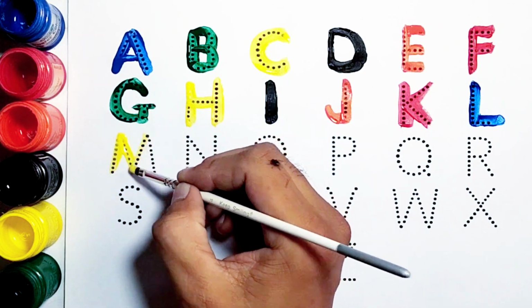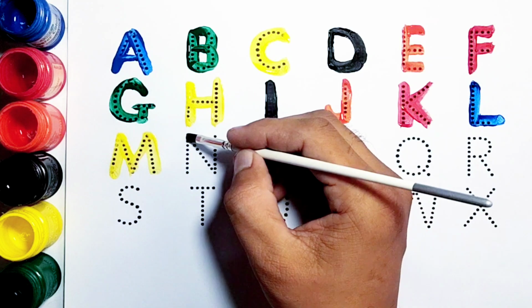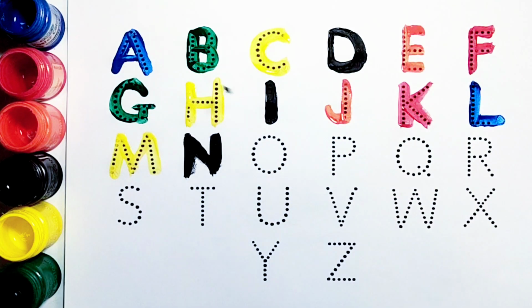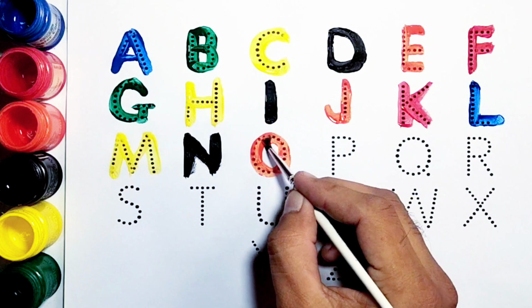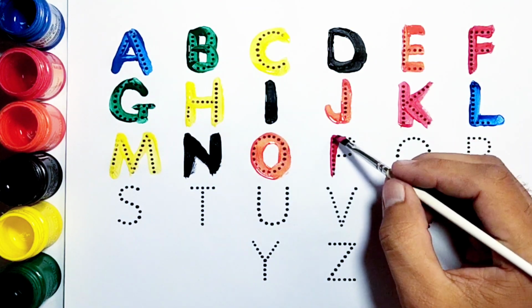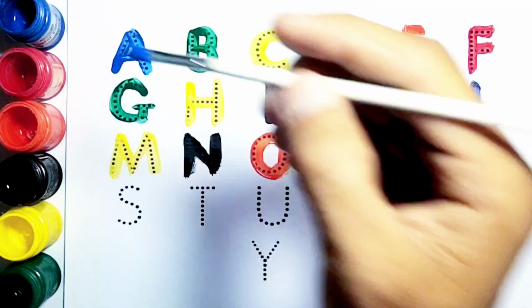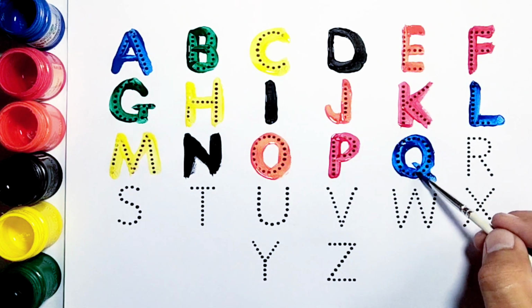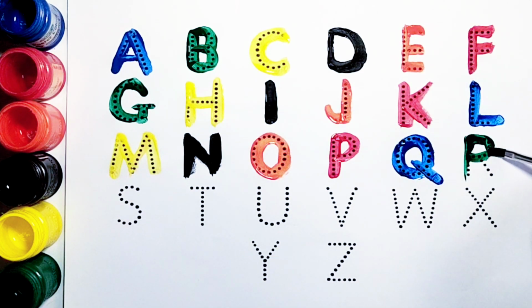M for mango, N for nine, O for ox, P for pencil, Q for queen, R for rose.